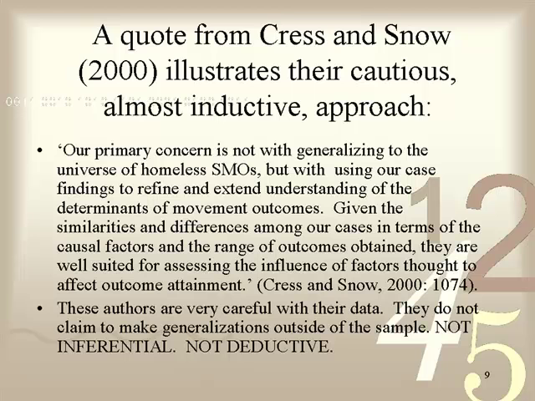Given the similarities and differences among our cases in terms of the causal factors, they are well suited for assessing the influence of factors that are thought to affect outcome attainment. Now, this isn't just jargon. This is very carefully framed, where outcome attainment could be any outcome, whatever your research has as its main factor of interest, whether it's the success of a treatment or the outcome of a court case or a change in the economy. But they're being very careful with their data, and they're not claiming to make generalizations outside of the sample. So it's not inferential, and it's not deductive in this particular case.